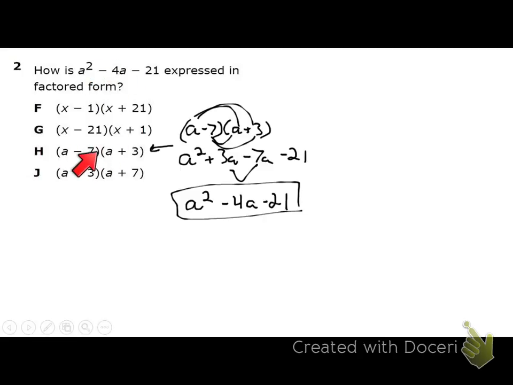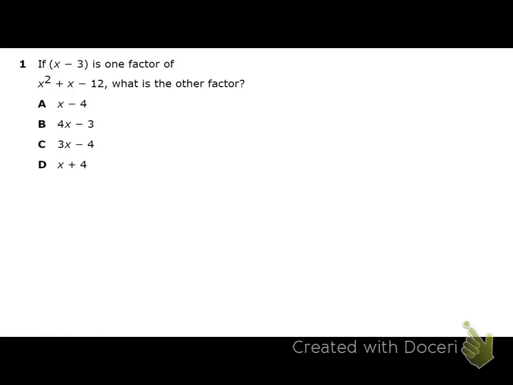So I could have taken my answer choices and worked backwards to get here. So don't be afraid of doing that. Answer choices F, G, and J, if you were to multiply those back together, would not give you this same trinomial, so you would know they are not the right answer. Okay, let's go to our next one.